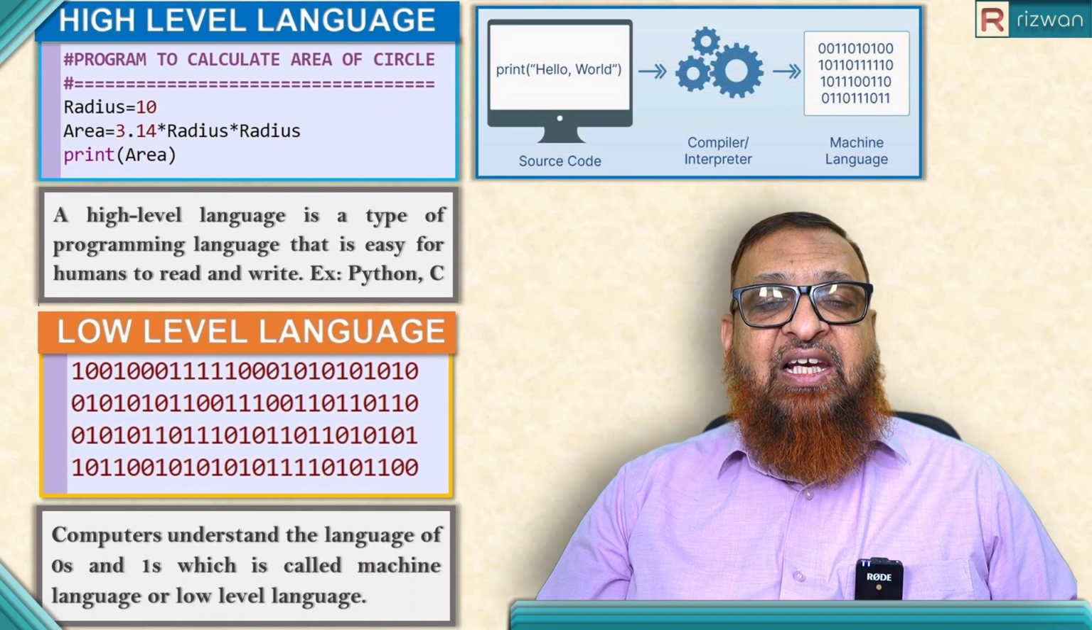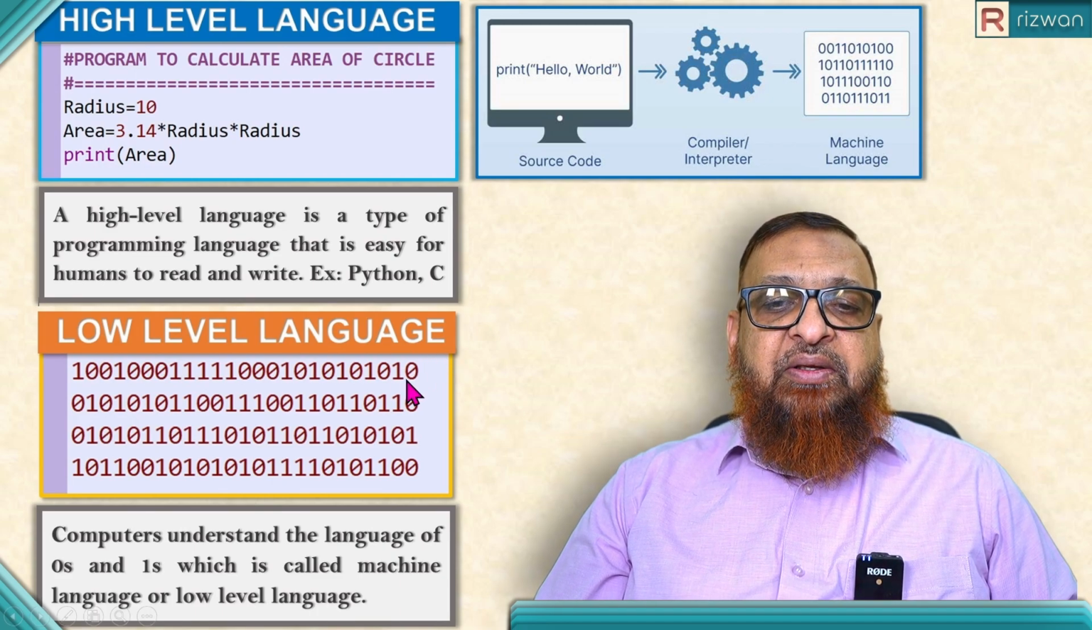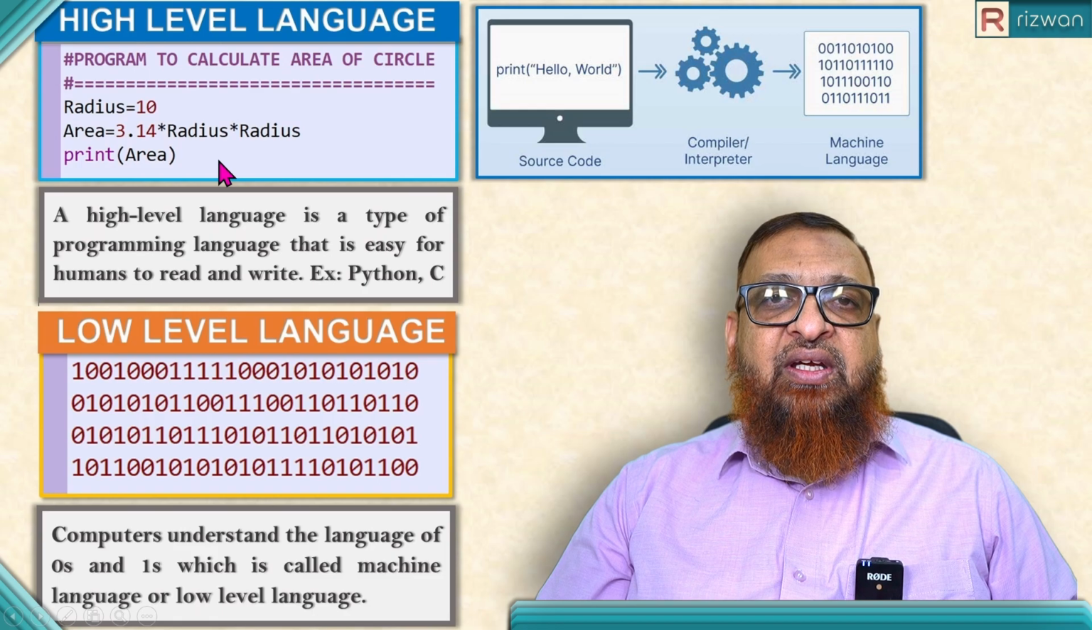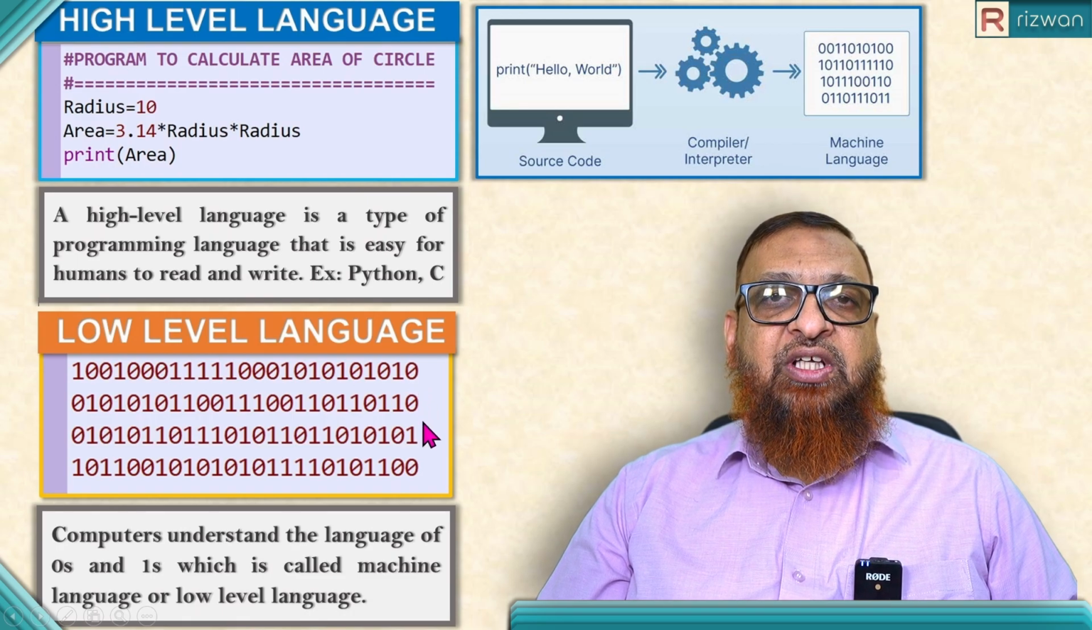Now next we have high level language and low level language. See, what do you mean by low level language? Low level language, the computer understands in the form of ones and zeros only. Okay, it won't understand the high level language in which we have written the program. The area of circle that is written here is in the form of a high level language. So that has to be converted to a low level language so that we can communicate with the computers.